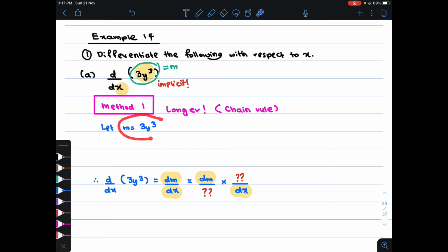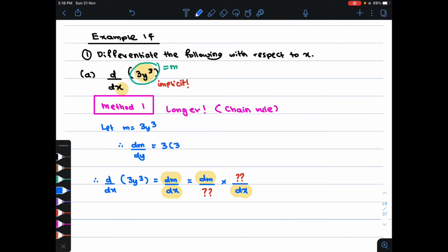So let's look at your m, which is 3y cubed. If you differentiate m, since this is y, when you differentiate m, you'll get dm over dy, because m is in terms of y. That's why we get dm over dy. So just differentiate 3y cubed. Just imagine like you have 3x cubed. So how do you differentiate 3x cubed? You bring the power to the front.